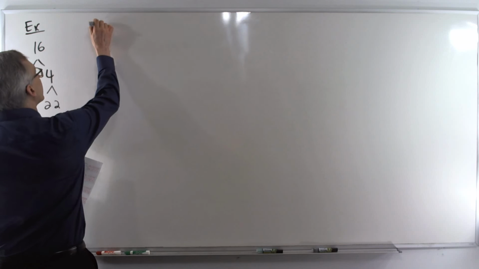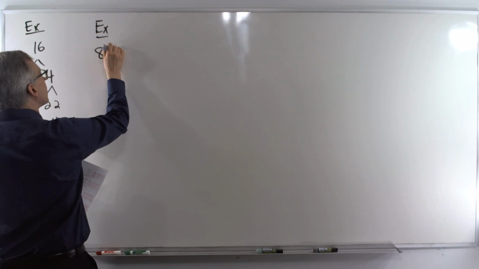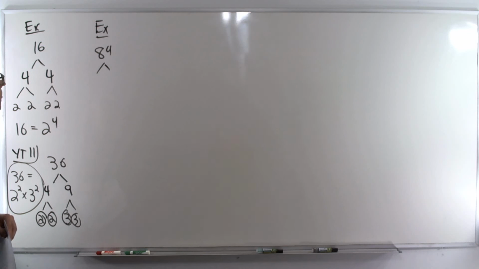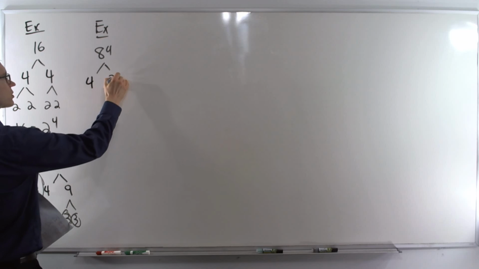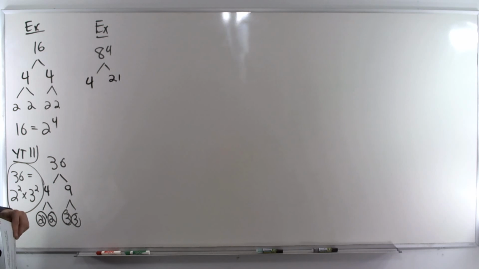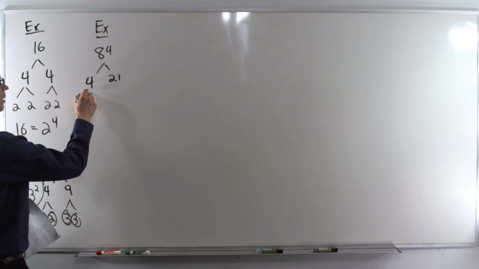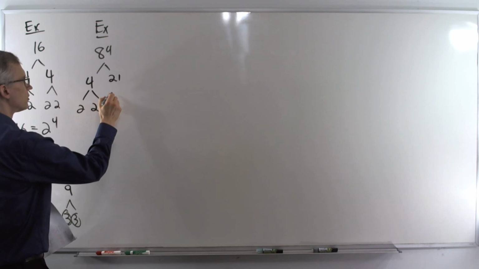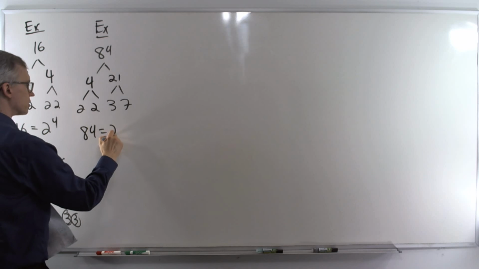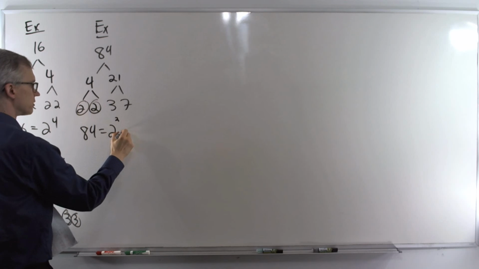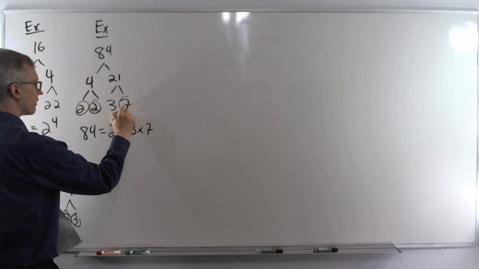Next up, 84. All right, so here we could do 4 times 21, or you could do, let's see, 84 divided by 2 is 42. So you could do 2 times 42. Either way is fine. 4 breaks up into 2 times 2, and 21 breaks up into 3 times 7. So that makes 84 equal to 2 squared, those are 2 2's, times 3 times 7.